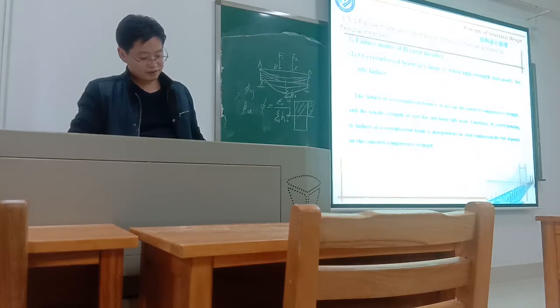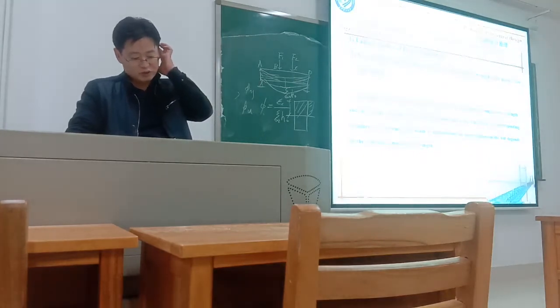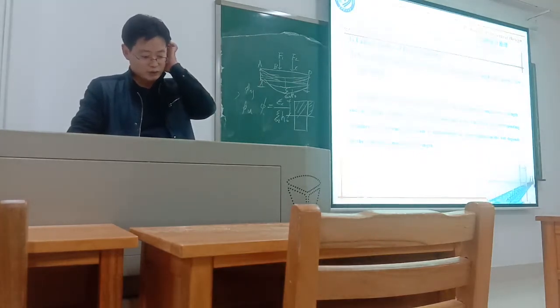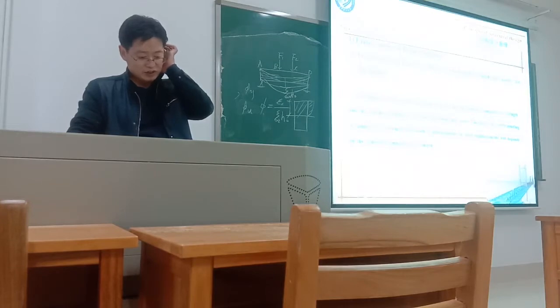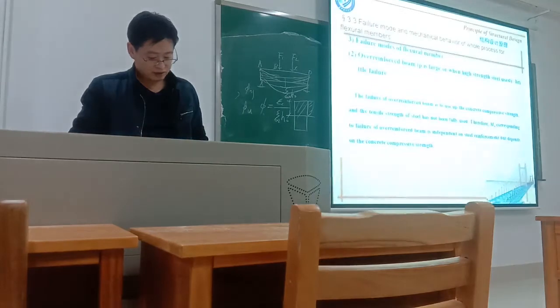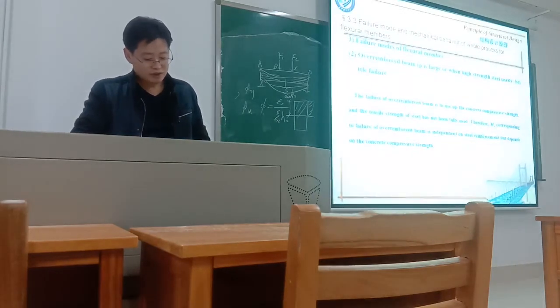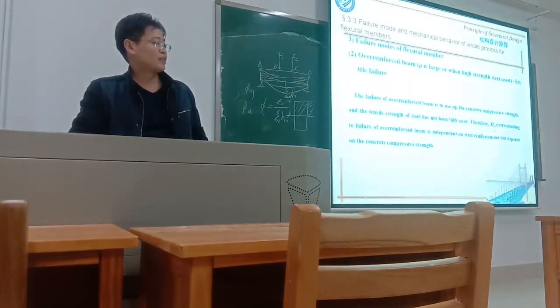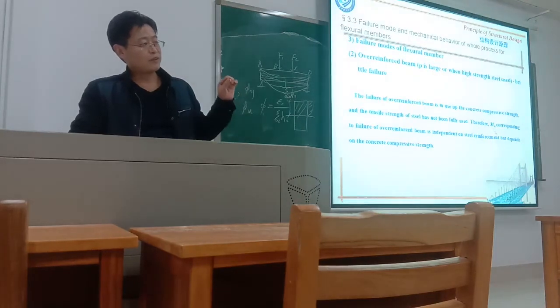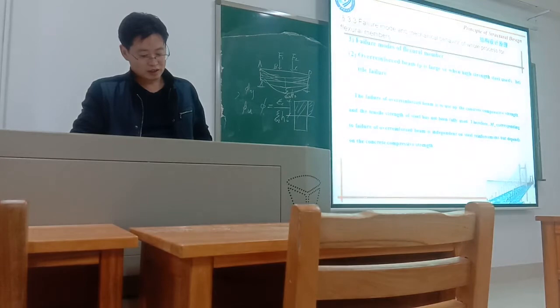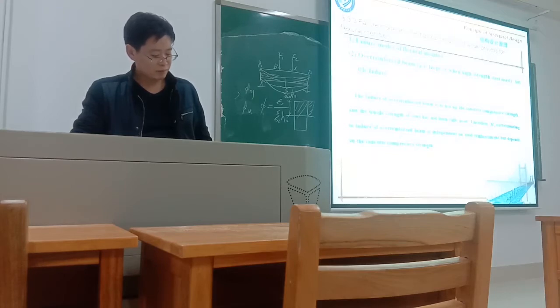So the failure of the over-reinforced beam uses up the concrete compressive strength, while the tensile strength of the steel has not been fully used. Therefore, Mu, where u means ultimate, is the largest load or largest moment before destruction. Mu corresponding to the failure of the over-reinforced beam is independent of the steel reinforcement but dependent on the concrete compressive stress.